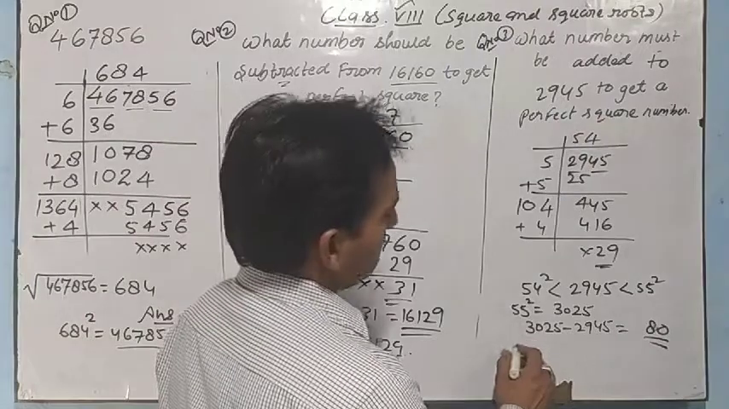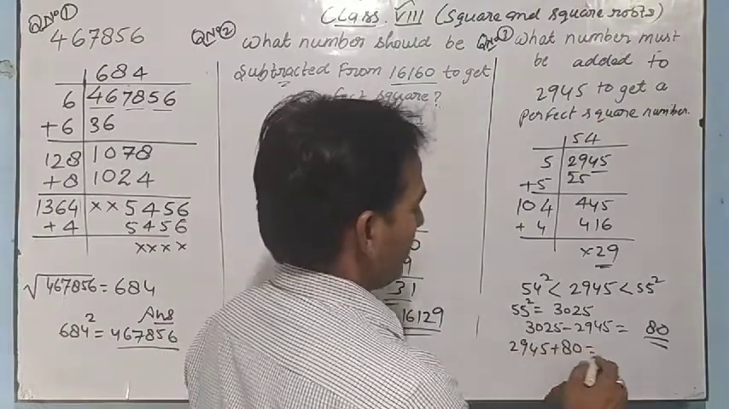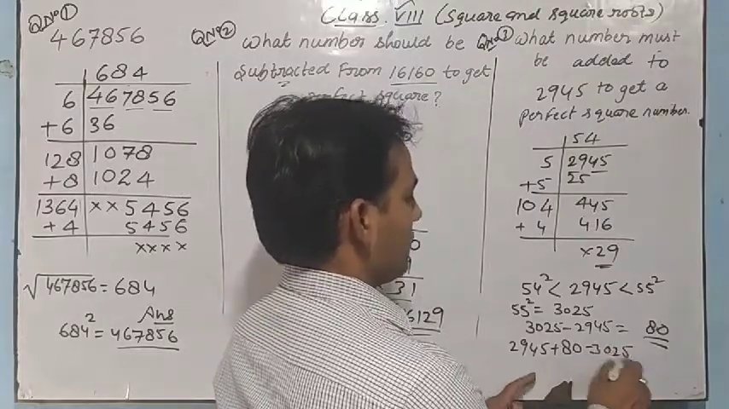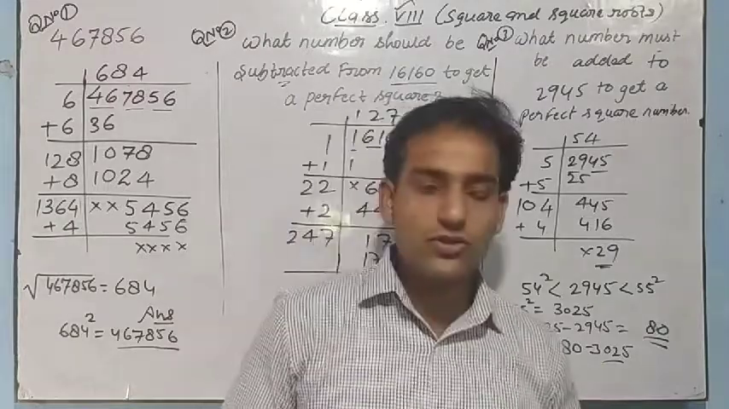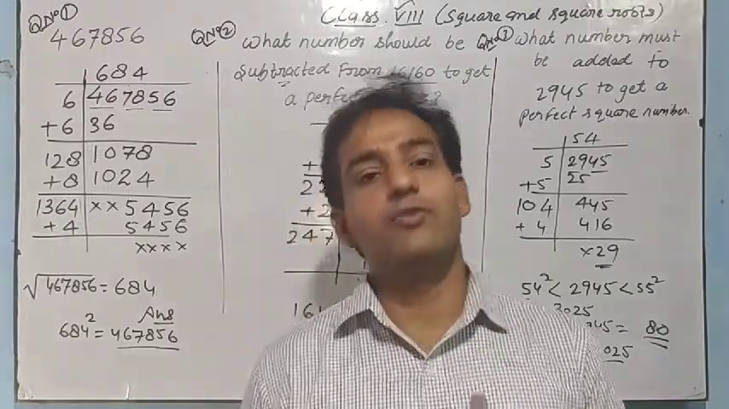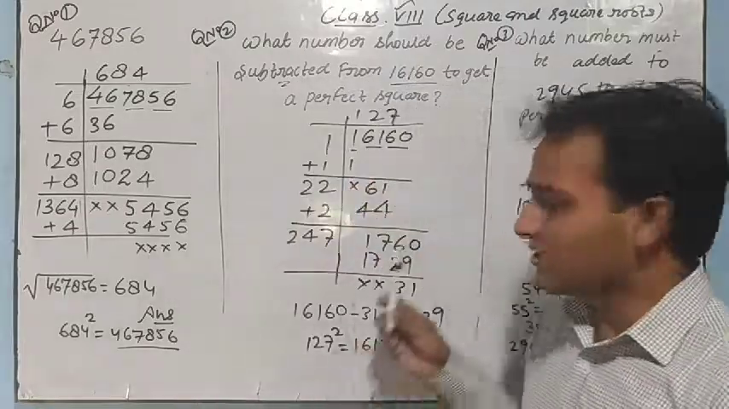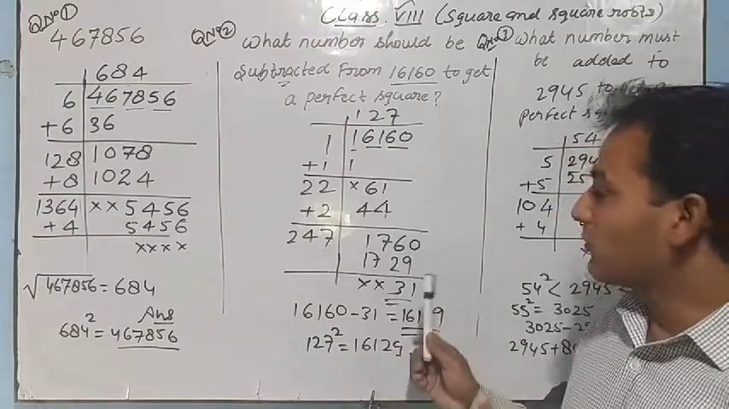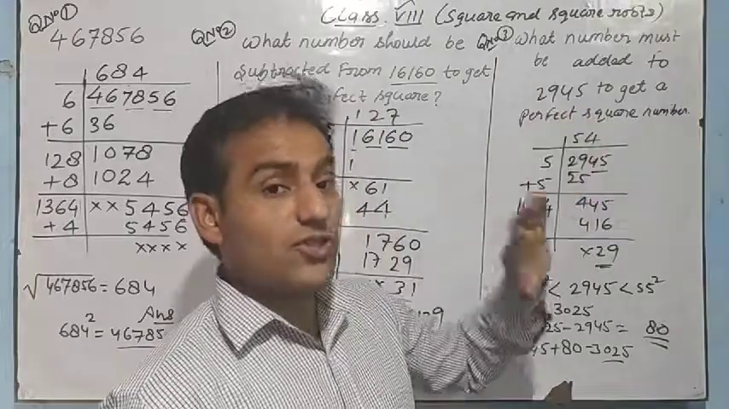So let us check it again. 2945 plus 80 will be 3025. This 3025 is a perfect square. So the questions you will get in your examination: what number should be added, what number should be subtracted. If the question is asking for subtraction, it is very easy. Simply the remainder will be subtracted. But if the question is asking for what number should be added, then it is different.